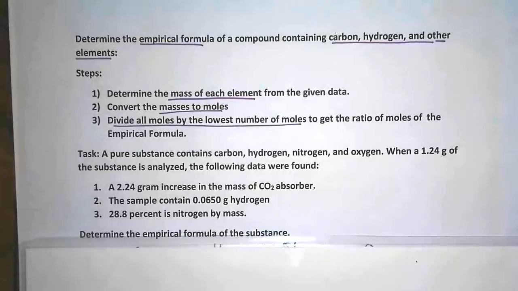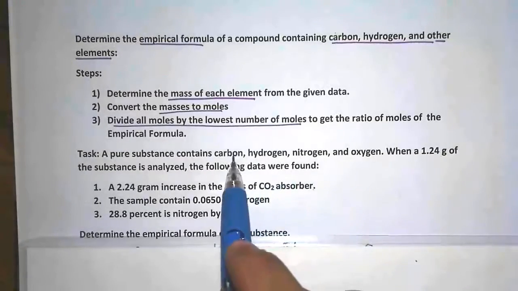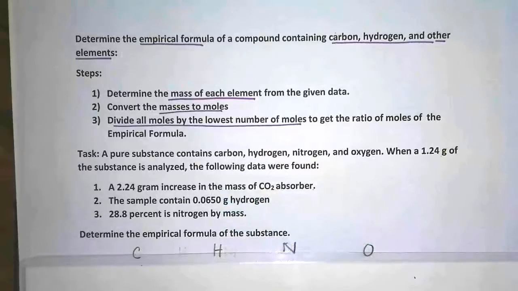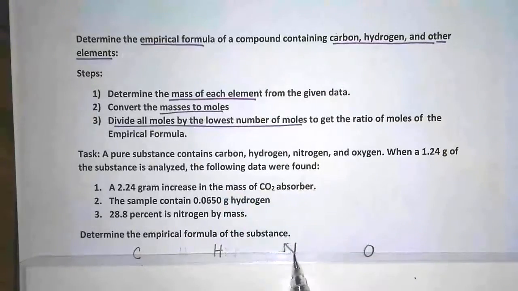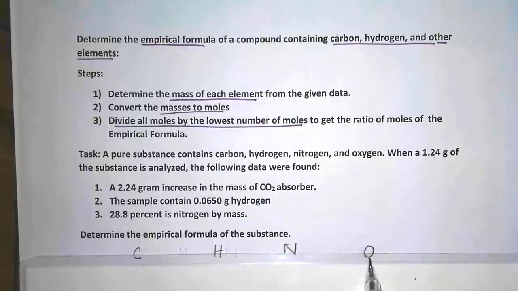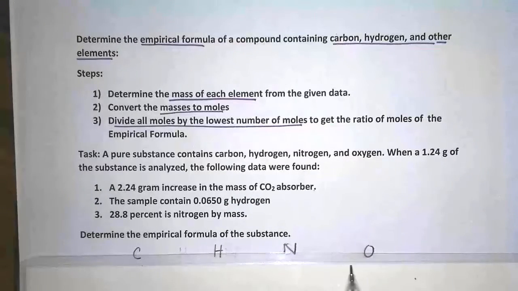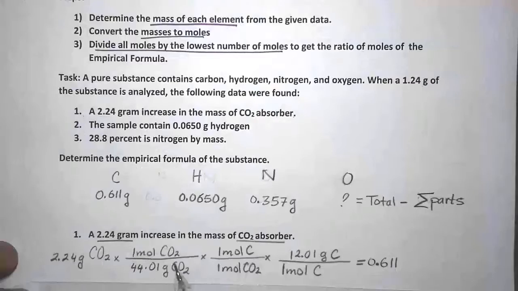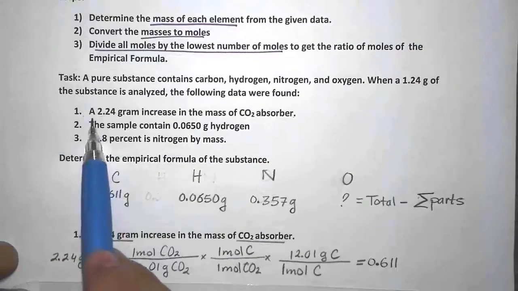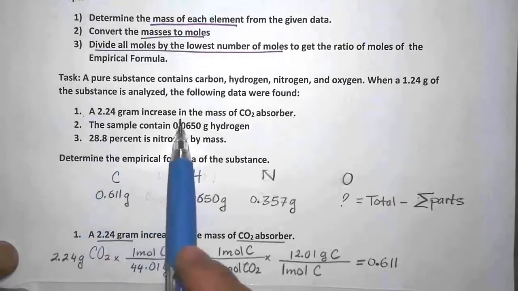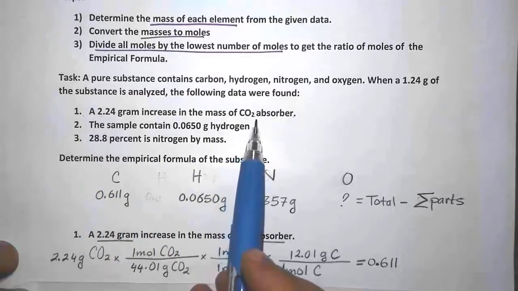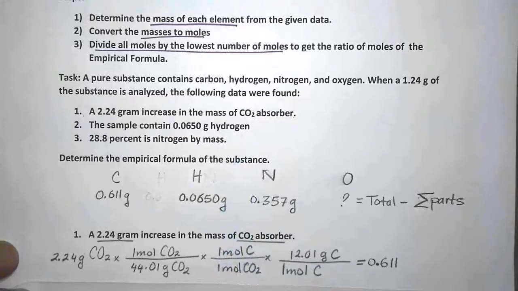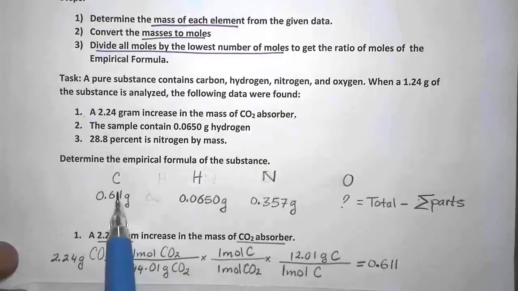First of all, we need to be organized. So basically, we look at the list of elements and organize them in a list. What I have here is carbon, hydrogen, nitrogen, and oxygen. They're in the order given to us, which will be the order of the chemical formula as well. Let's look at the data of number 1. We have a 2.24 gram increase in the mass of the carbon dioxide absorber. That tells you how much carbon dioxide is being produced. So of course we can solve for the mass of carbon, which I wrote right here.